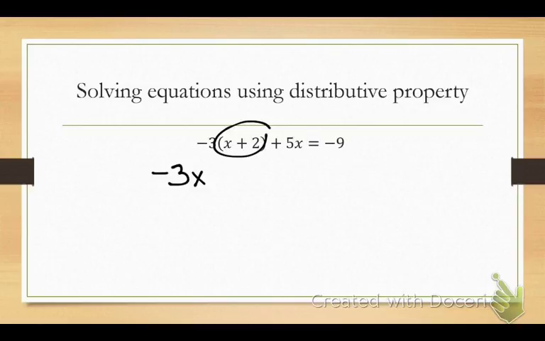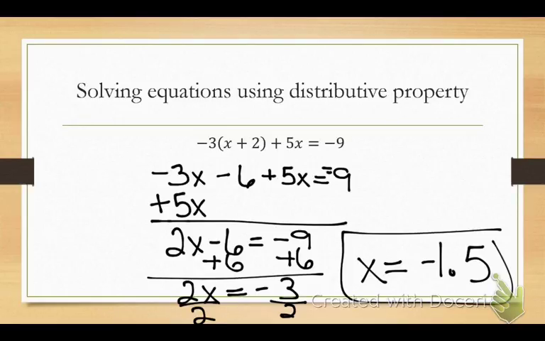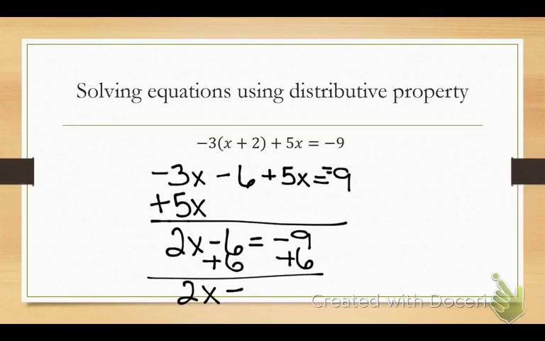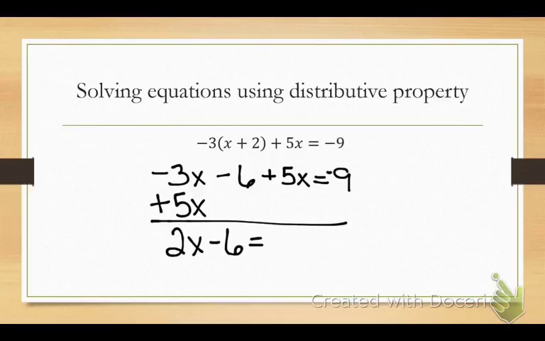Negative 3 times x is negative 3x. Negative 3 times 2. This is not addition. This is a negative 3 being multiplied by a positive 2. So that's negative 6 plus 5x equals negative 9. Oh, I did not mean to put all of it up there at once. Okay, so this is going to be a negative 9.